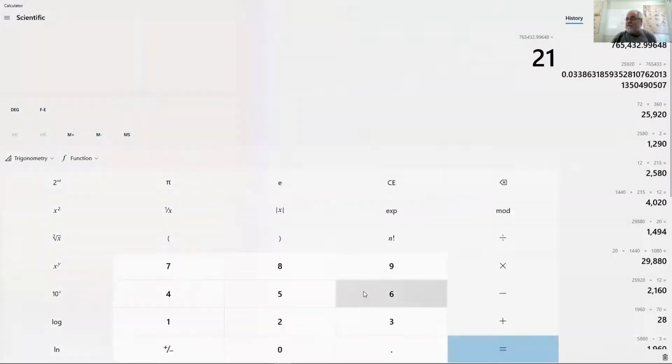But they knew this was also 2,160 lunar years. So they could divide this by 2,160 lunar years, and this gives them a precise measurement of the lunar year. Now, how does that help them understand the length of the solar year? Because they know that 2,160 lunar years is 765,432 plus 1 days.